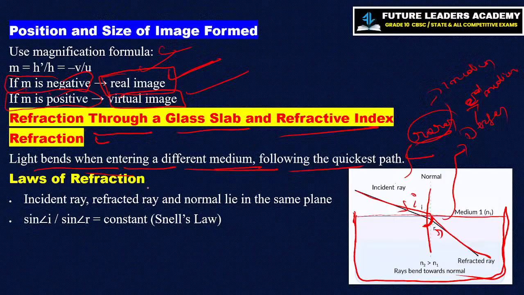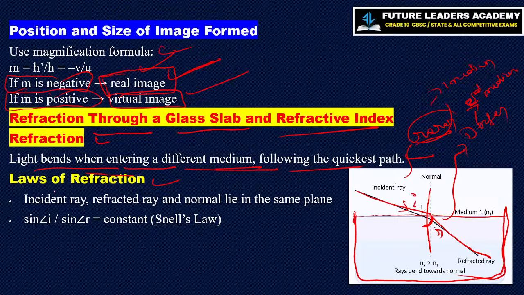Next, law of refraction. Already you saw the law of reflection, that is angle I is equal to angle R. The angle of incident ray is equal to the angle of reflection. This is the law of reflection.